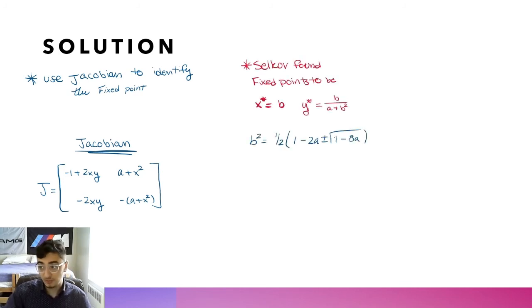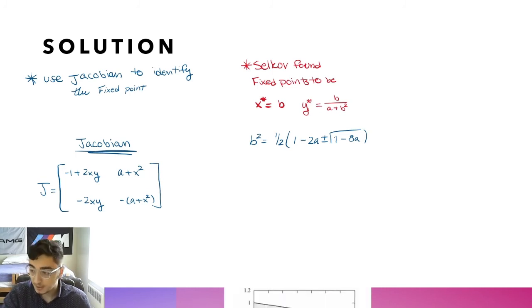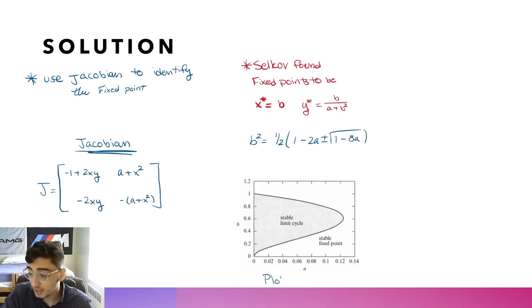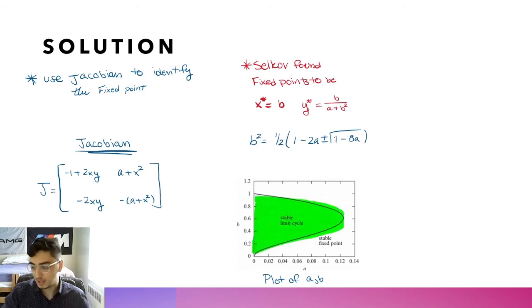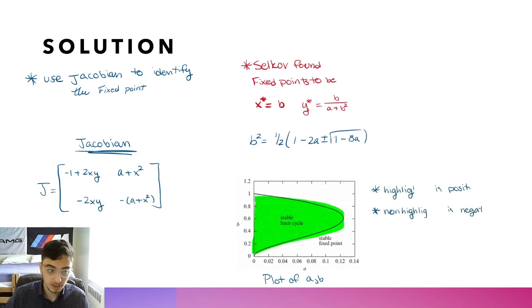And these are the fixed points that Selkov found: x star equals b and y star equals b over a plus b squared. And he was actually able to model a graph based on the constants within the two equations. Based on that equation, he was able to create a plot where the x-axis was one of the constants and the y-axis was another constant. And in the highlighted region, you can see what we are going to be using in this case.